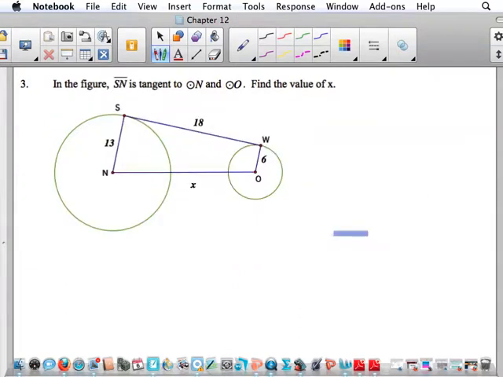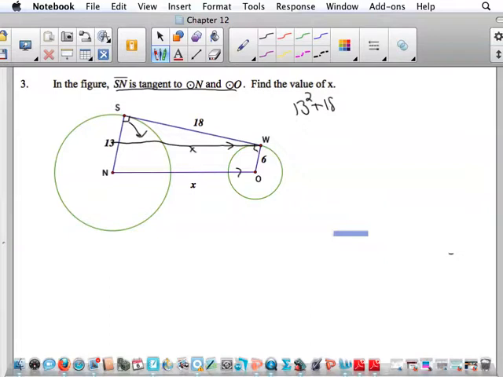Number 3, again, you're told that SN is tangent to both of those, giving you a right angle here and a right angle here. Remember, you're going to draw a line from that point of tangency on the smaller circle parallel with that line that is the center. So these two are parallel. That makes this an X. Again, your right angle is opposite the hypotenuse, so we're going to use the Pythagorean theorem.